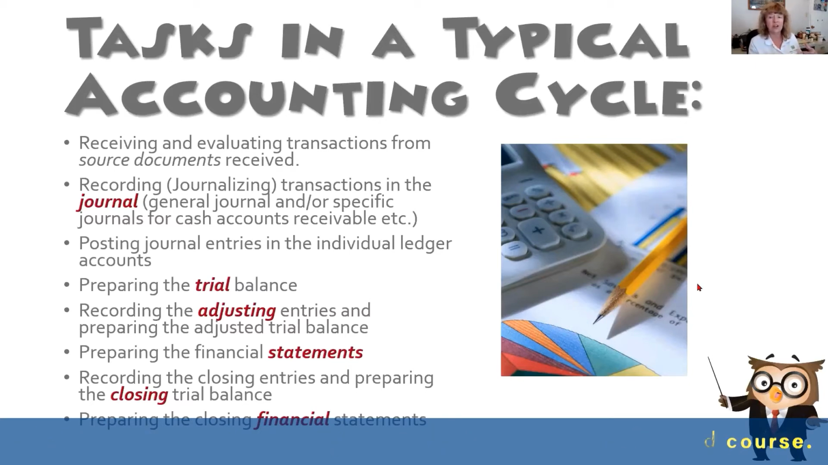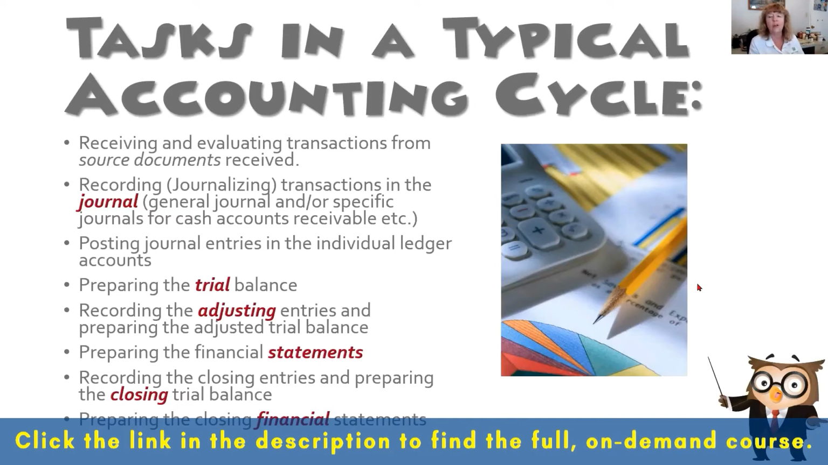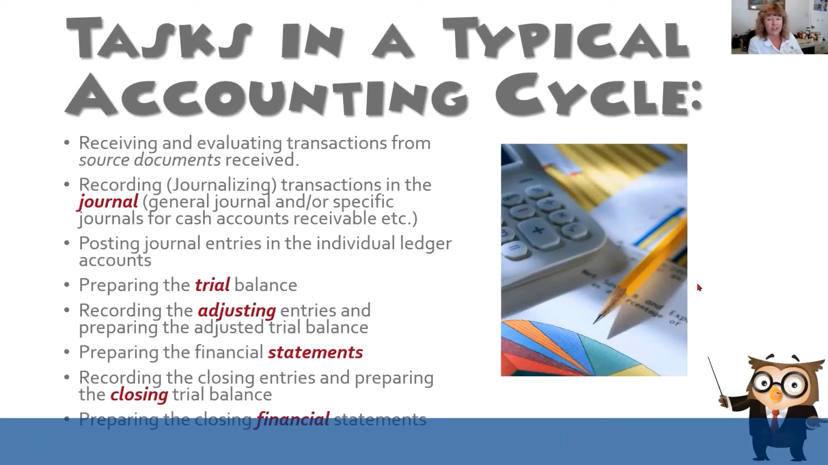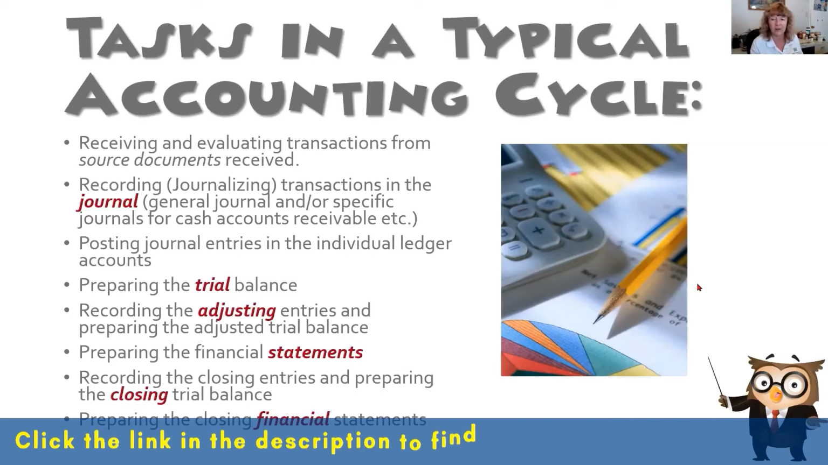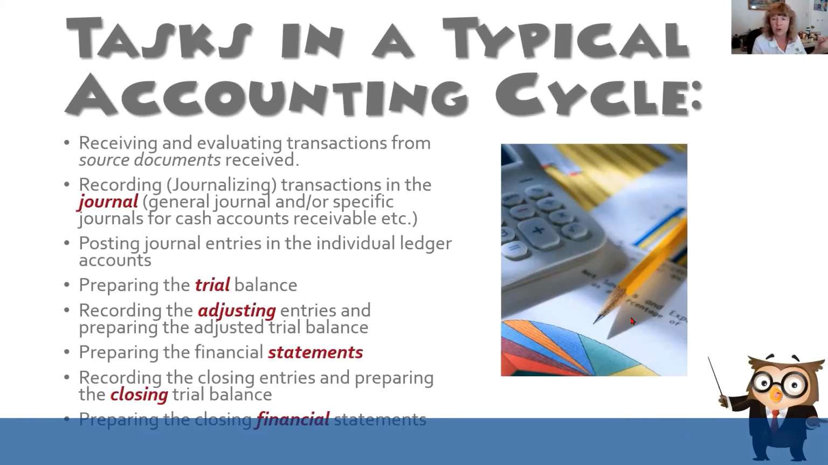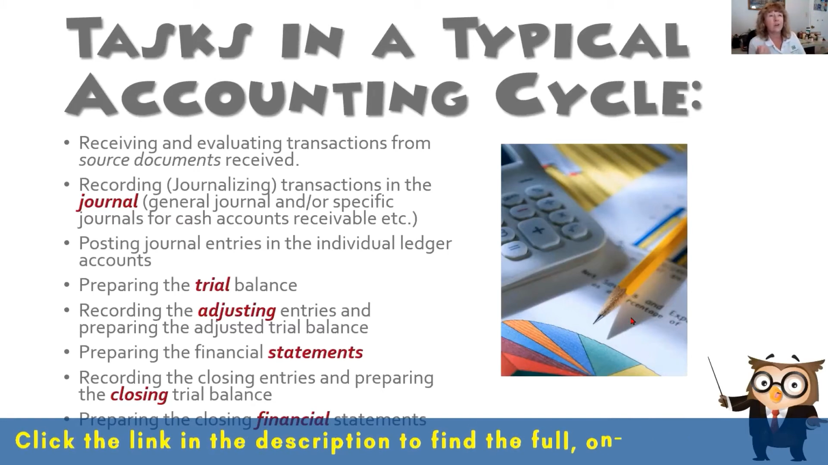So once those source documents are received and evaluated, then that second task is recording, or what we call journalizing, in a journal, whether it be a general journal or a specialized journal for cash received or accounts receivable, et cetera. Okay, now when we're talking about a journal, and that's one of the lessons that we cover in my whole course, we get into how to do the general journal, but we'll touch on it briefly here. When we're talking about journalizing, we're talking about a chronological record of all transactions received. It's a very important part of the audit trail.